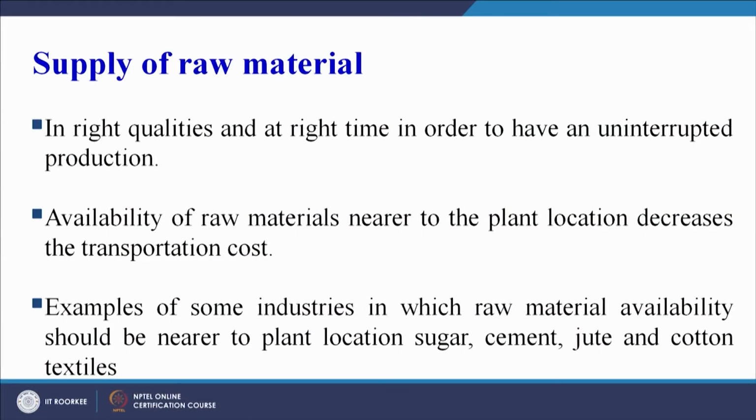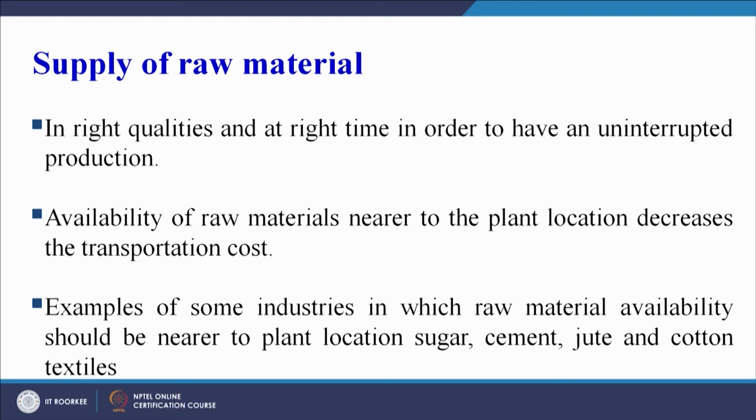Supply of raw material: I have already given one example, that our location must be near the source of raw material. As a raw material, what do we require? We require it in the right quality and at the right time in order to have uninterrupted production. A thermal power plant, as I have told, requires a regular supply of raw material, which can be taken as one example of the factor supply of raw material and how it influences our decision related to the location of the manufacturing facility.